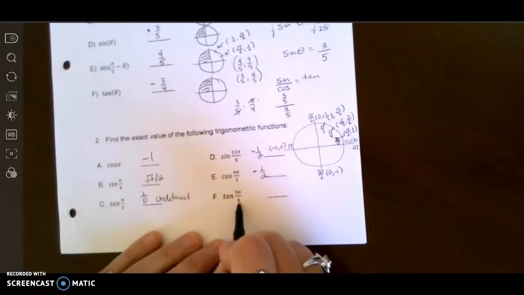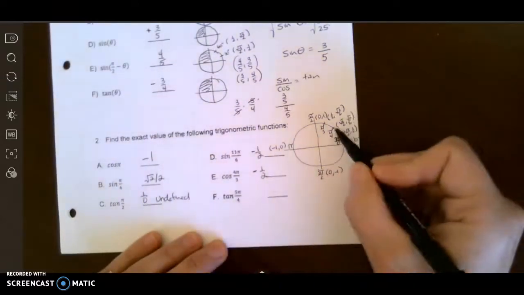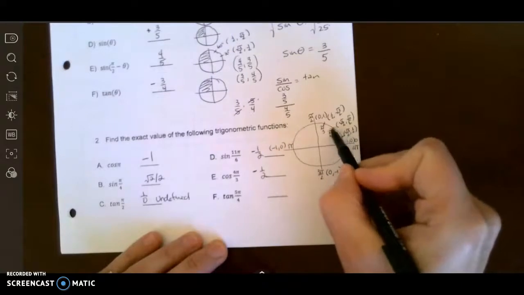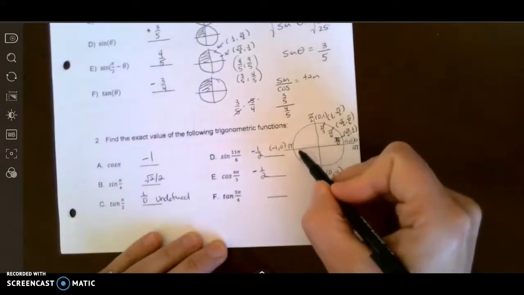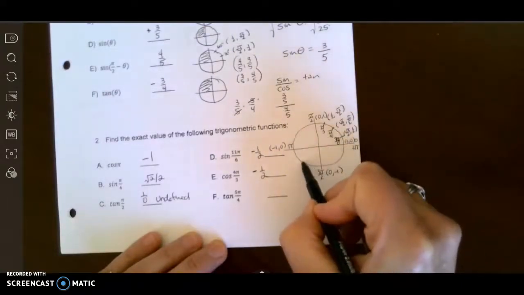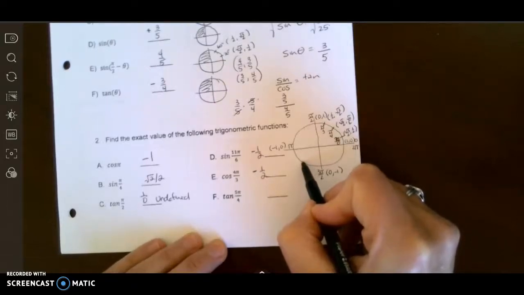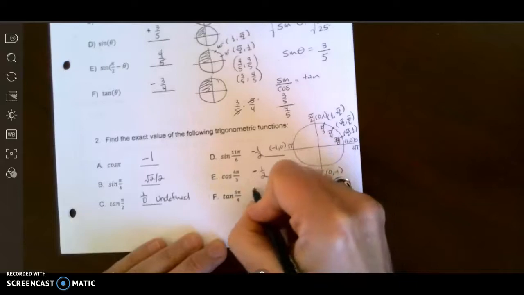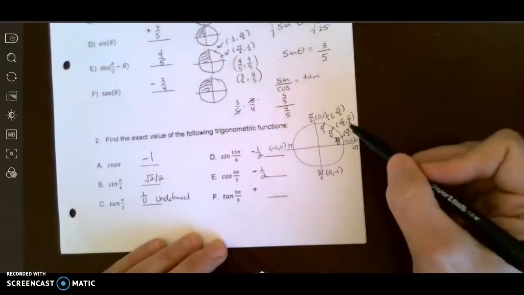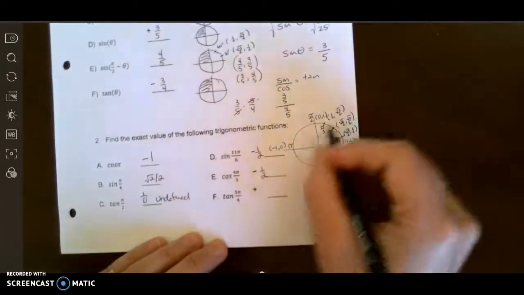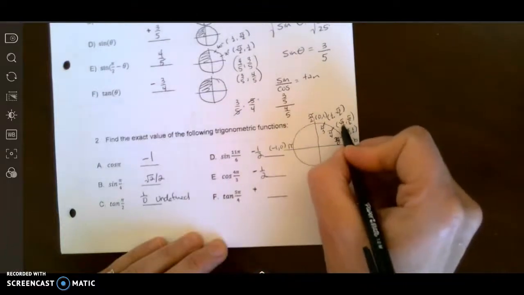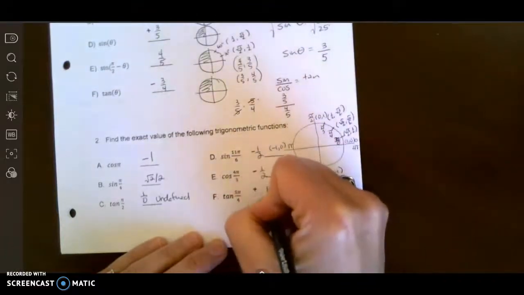Tangent of 5 pi over 4. All right, this is my pi over 4 family. This would be my 3 pi over 4. This would be my 5 pi over 4. The tangent in this quadrant is a negative divided by a negative, which is a positive. And it's sine over cosine. And square root of 2 over 2 divided by square root of 2 over 2 is simply 1.